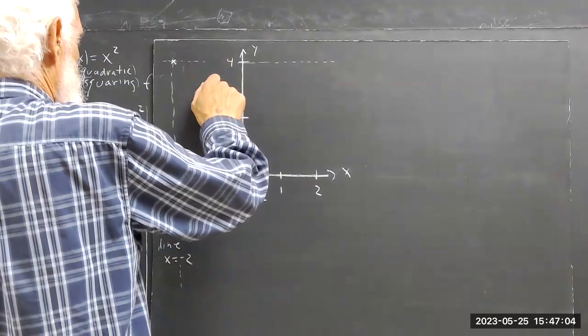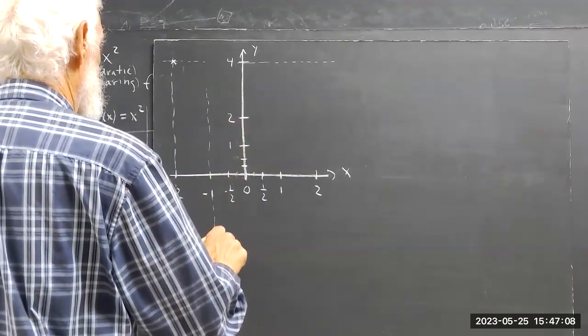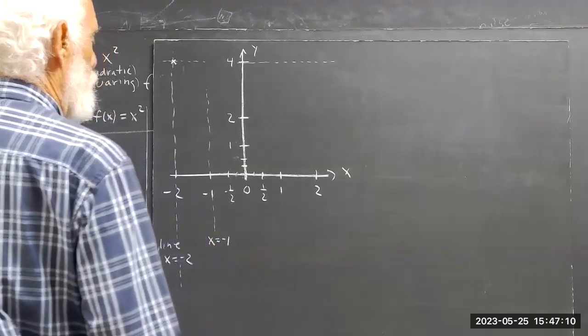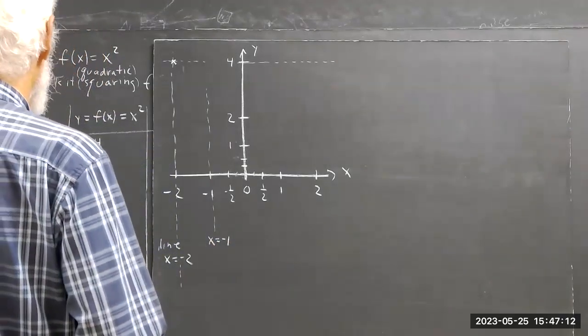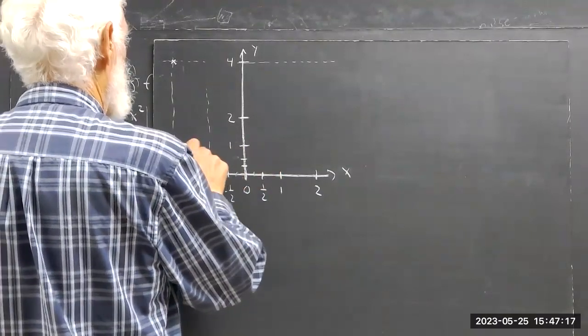Okay, we can draw our x equals -1 line. And our y equals 1 line.